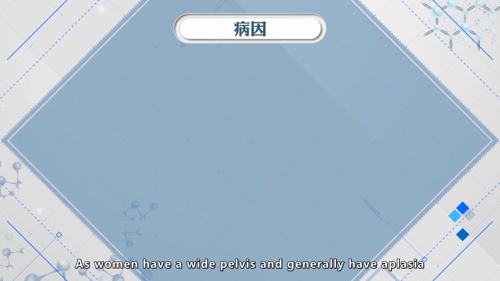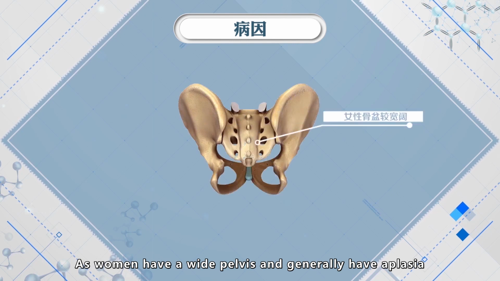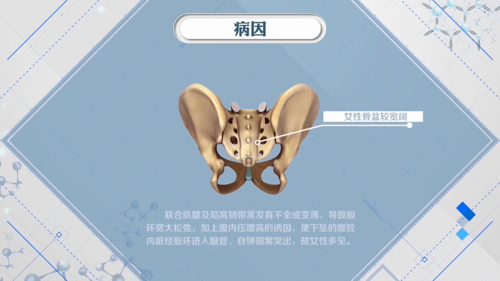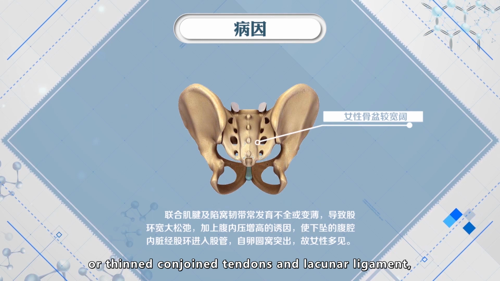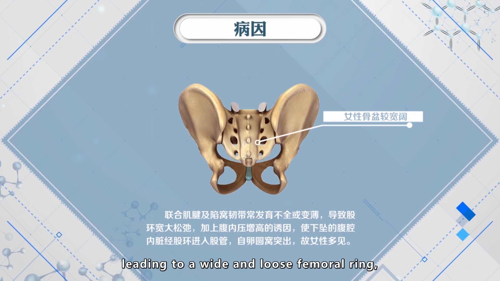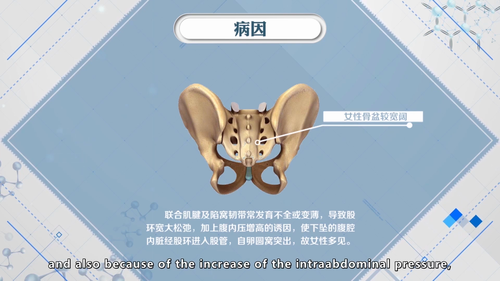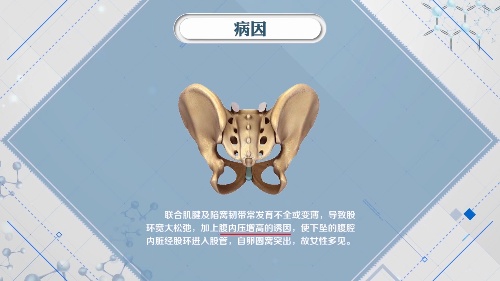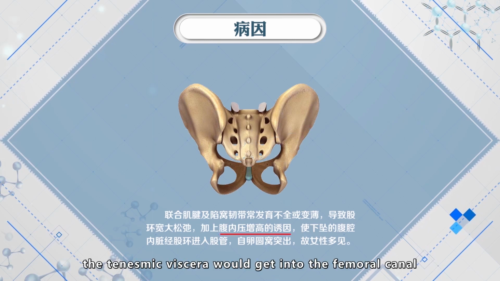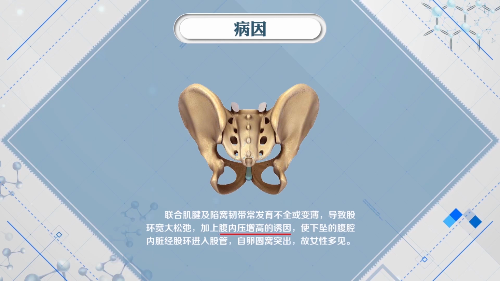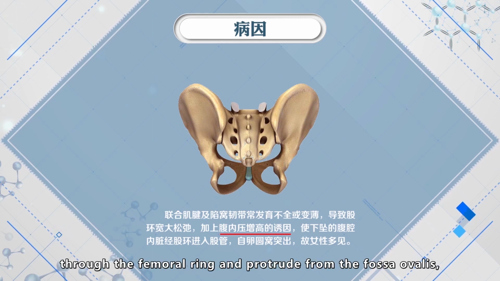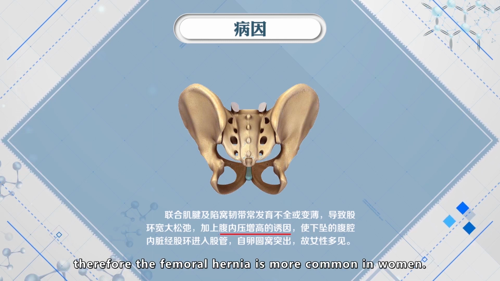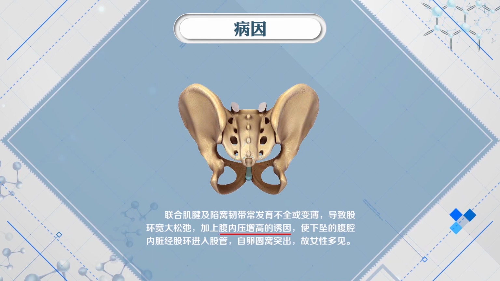Etiology: as women have a wide pelvis and generally have aplasia or thinning of conjoint tendons and lacunar ligaments, leading to a wide and loose femoral ring, and also because of the increase of intra-abdominal pressure, the abdominal viscera will get into the femoral canal through the femoral ring and protrude from the fascia ovalis. Therefore, the femoral hernia is more common in women.